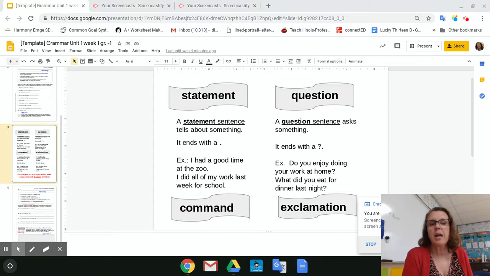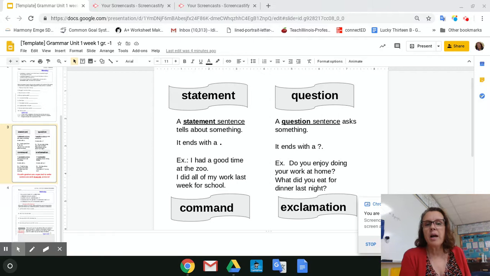Sentences that are statements always end with a period. It's really important to remember to have your period at the end of every statement sentence. I have some examples there. It says, I had a good time at the zoo. I did all of my work last week for school. Those are examples of statement sentences.